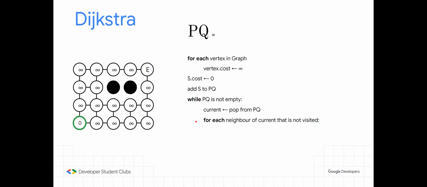Let's see what the next step is. We're going to look at each neighbor of current, so of the starting node right now, that is not visited. In our case, this starting node has 2 connections. We can look at this vertex right here or this one over here. Let's just go for this one just for the sake of it right now.